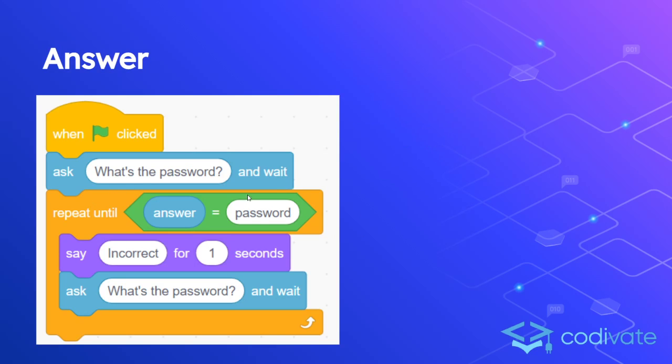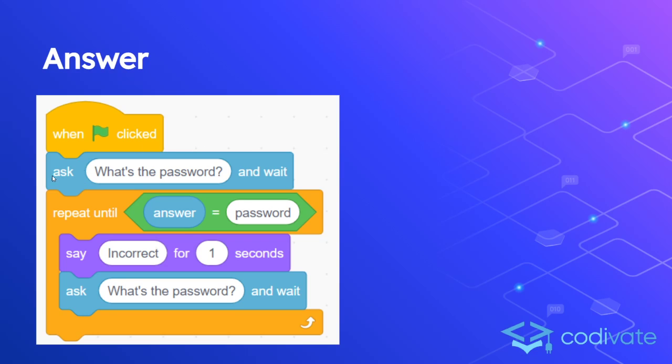So basically, you ask what the password is, and this is the key. This boolean right here is the key. You're repeating until the answer is equal to whatever word you want here. I decided to make my password... it's not a very secure password, but you can put whatever word you want here, and it's going to keep repeating until it becomes this word.